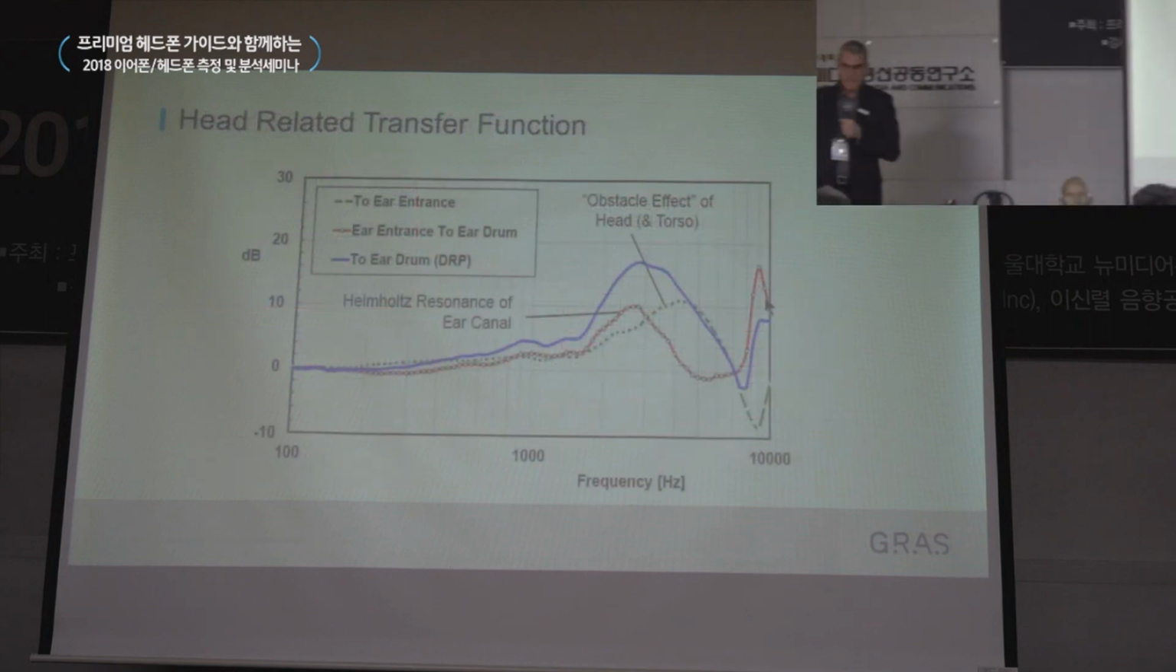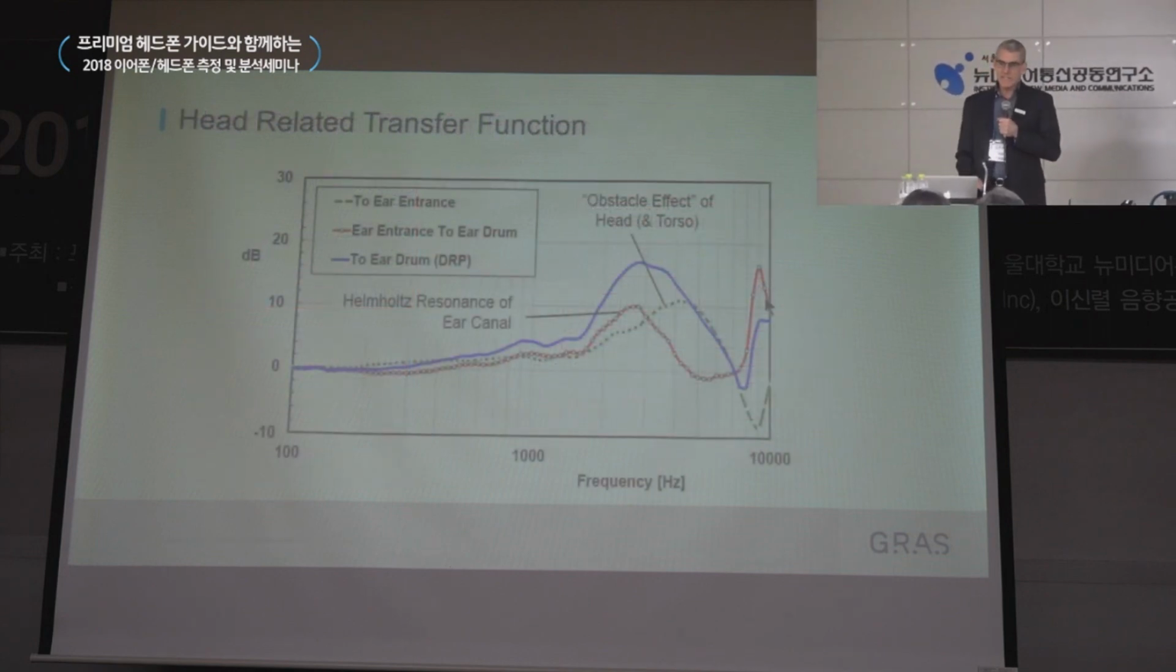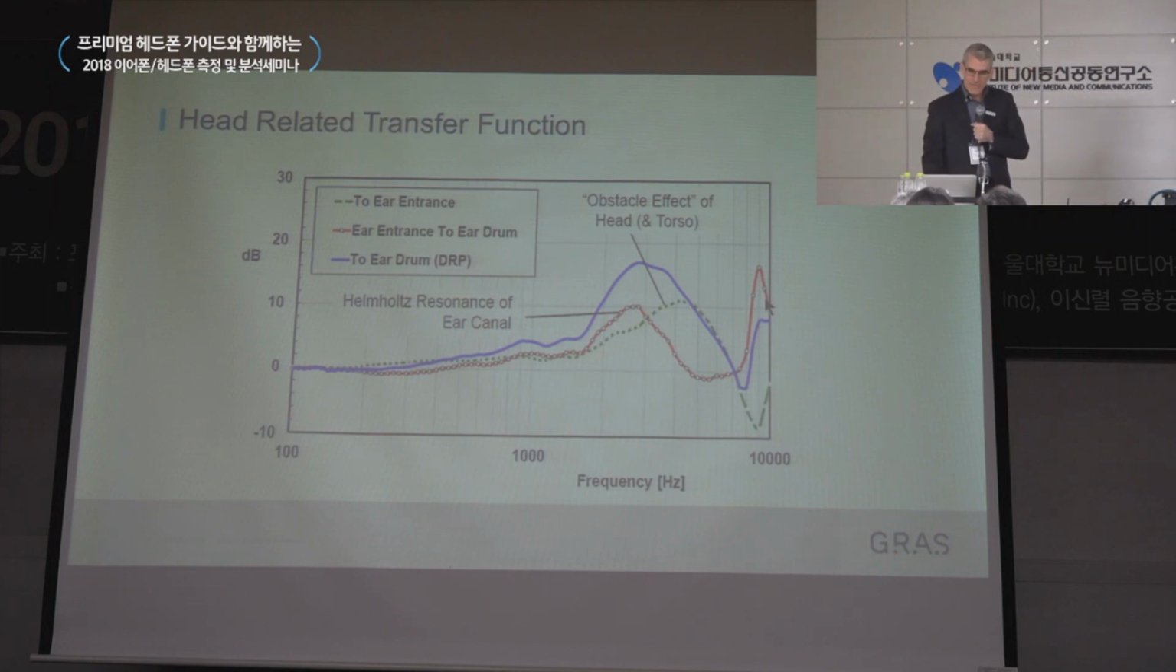So if we try to break down the head-related transfer function, meaning the sound coming from here entering into the ear, we have the total was, as you saw on the other one, the blue line here. That was the total, you could say, transfer from free field to eardrum. But it consists of, you could say, two different contributions.